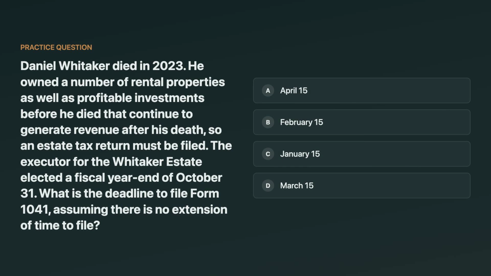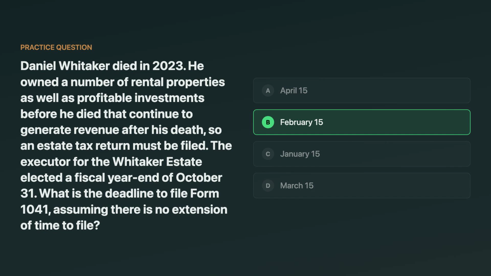Daniel Whitaker died in 2023. His assets keep generating revenue after death, and the executor elected a fiscal year end of October 31st. What is the deadline to file Form 1041 with no extension? The choices include April 15th, February 15th, January 15th, and March 15th. Think about it. What's the 4th month after October?